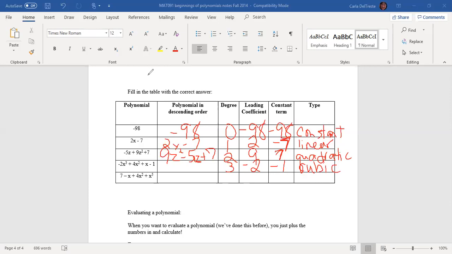And last but not least, this is not written in descending order. So first I have to rearrange. I'm going to write x to the 5th plus 4x squared minus x plus 7. And then answer the questions. The degree will be 5. The leading coefficient will be 1. The constant term will be 7. And because it's a degree of 5, there is no classification, so you would just call this a 5th degree polynomial. So there is no special name there.